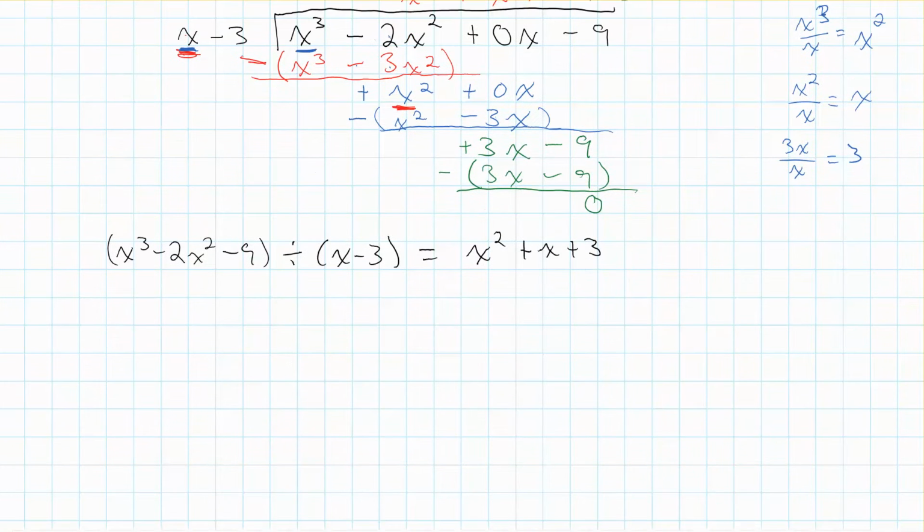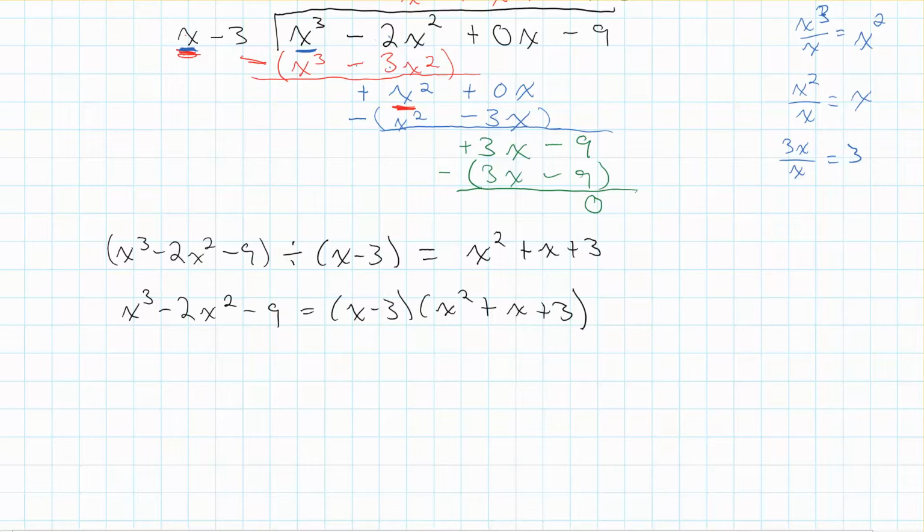Now, this is actually a pretty big deal because I got a remainder of 0. We'll look at an example where we don't get a remainder of 0 in a second. But because I got a remainder of 0, what that means is that I could write x cubed minus 2x squared minus 9 is equal to x minus 3 times x squared plus x plus 3.